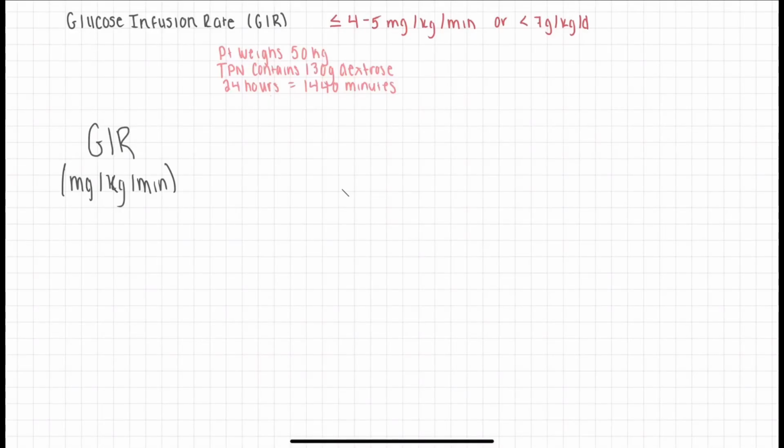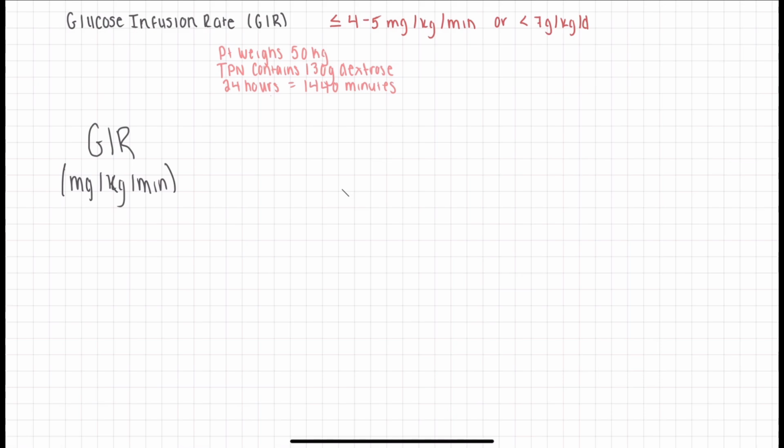Hey guys, so today we're going to be calculating glucose infusion rate in TPN solutions. So when we first start a hospitalized patient on TPN, we don't want to exceed 4 to 5 milligrams per kilogram per minute to reduce the occurrence of fatty liver and hyperglycemia. So I'm going to show you guys a really simple way to do this.